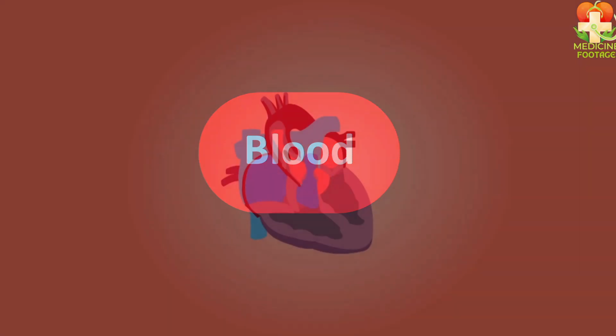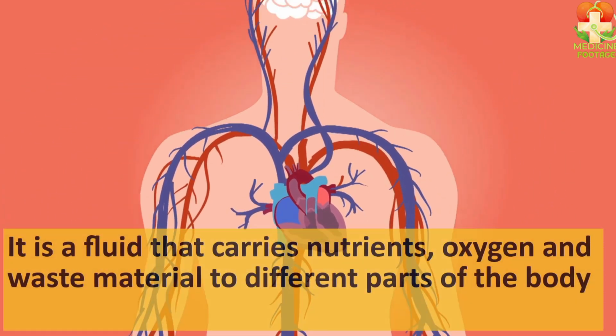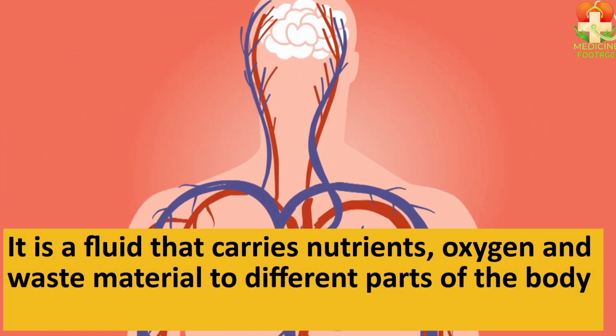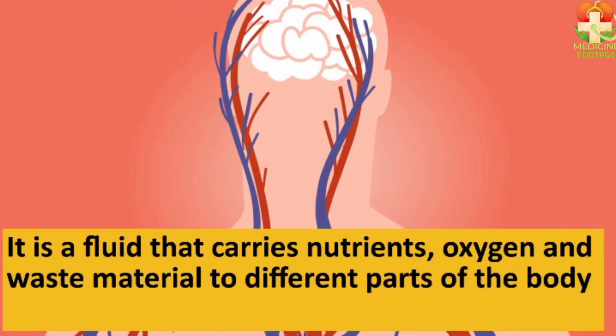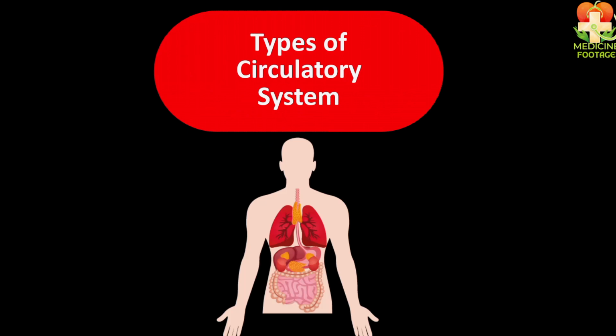What is the blood? The third component of the circulatory system is blood. Blood is a fluid that contains nutrients, oxygen, and waste material. All these are transported to different parts of the body through blood. Now let's discuss the types of the circulatory system.